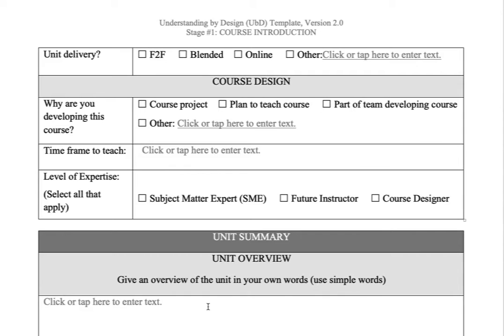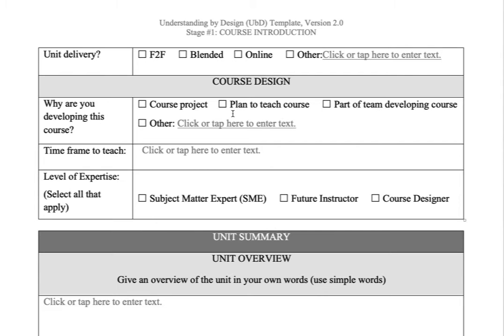On the next page, we see that there's a question about the unit delivery. So for instance, if you're teaching some of the time face-to-face and some of the time online, then you would click into blended. But if you're 100% face-to-face, then you would just click into F2F. Or if it's a fully online class, like remote learning, then you would just click into online. Or let's say that you are face-to-face, but you use a lot of technology and you want to mention that, you could always click into other and just describe that, where it says click or tap here to enter text.